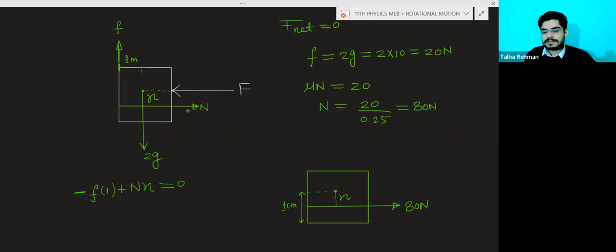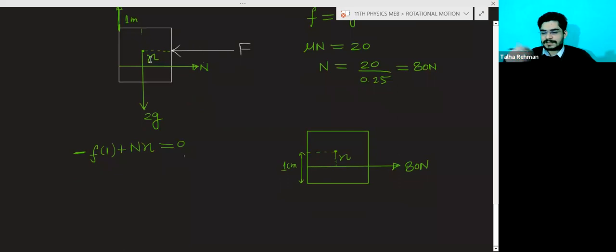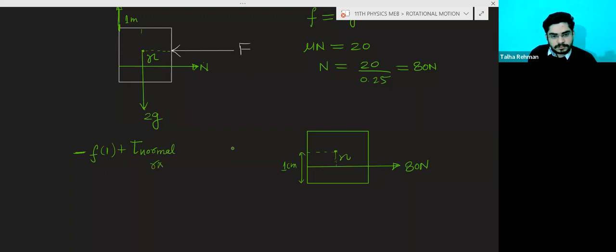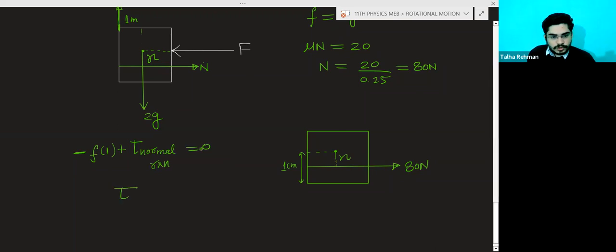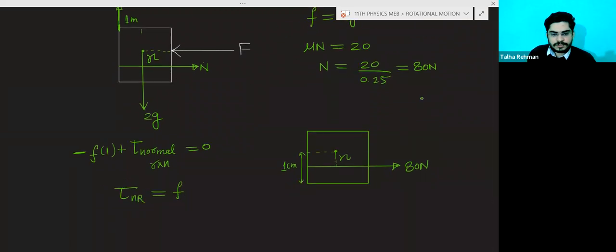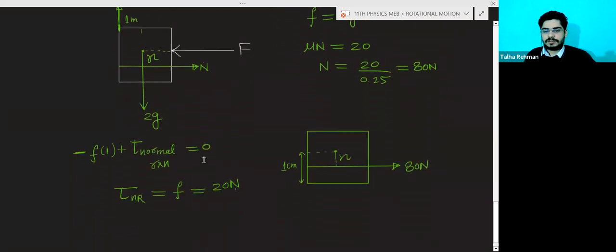What is this Nx? That is the torque due to normal reaction, which we want to find. If you do not consider x, your answer will still be correct. You can write it like this also: torque due to normal reaction is equal to F into 1, which is F. And what is the value of F? F is equal to 20 Newton. Now there is no requirement of N and all that. You can simply solve in this way also.